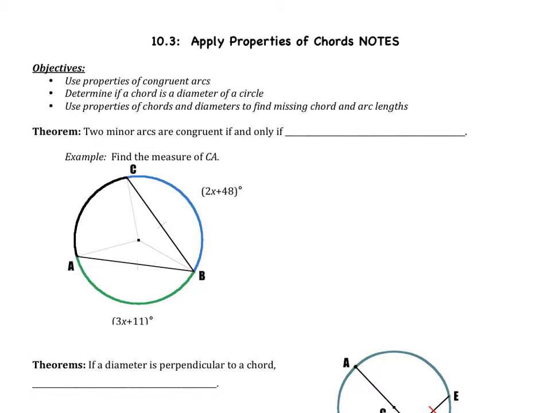Idea that in a circle, two minor arcs are congruent. So what they're saying here is that AB is congruent to CB if and only if the chords are congruent. You can kind of see it, it's a little bit faint, but they do have a tick mark here that AB is congruent to CB. So if the chords are congruent, the arcs are going to be congruent.